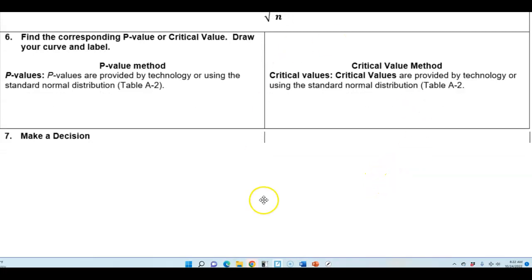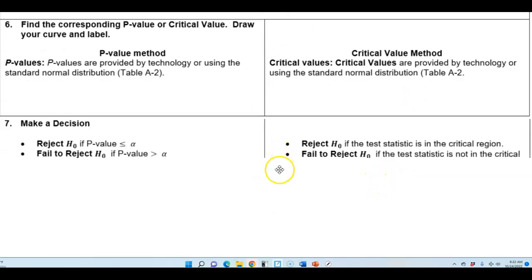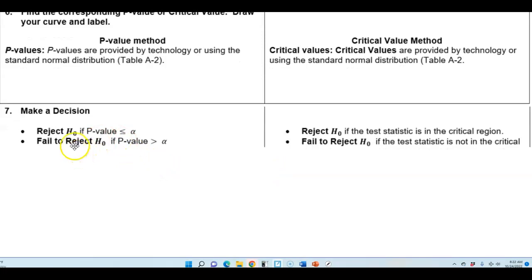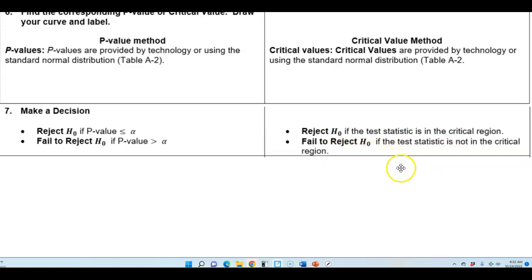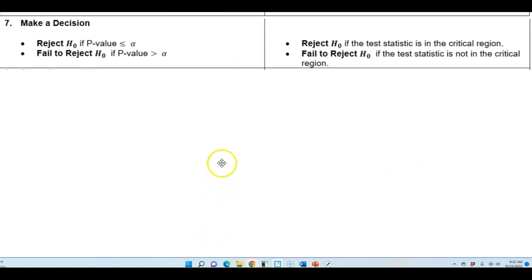And number 7, you're going to make a decision. So for the p-value method, you reject the null if the p-value is less than or equal to alpha. You fail to reject the null if the p-value is greater than alpha, which is the significance level. For the critical value method, you reject the null if the test statistic is in the critical region. You fail to reject the null if the test statistic is not in the critical region. And then you're going to state the conclusion.